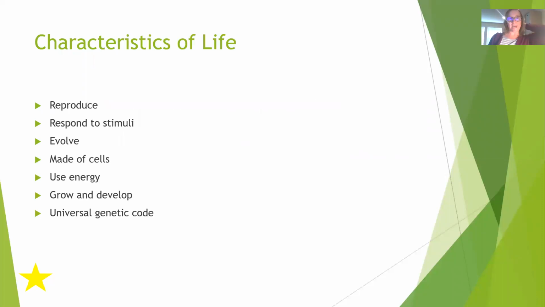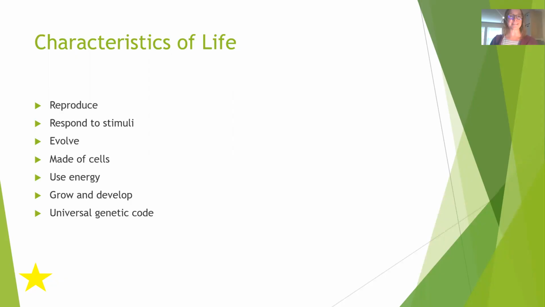First, let's look at the characteristics of living things. These are things that all living things have or do. All living things reproduce. All living things respond to stimuli. All living things evolve and change through time. All living things are made of cells. Cells are considered the basic unit of life. They use energy. They grow and develop, and all living things use the universal genetic code, so they have some sort of DNA or RNA.